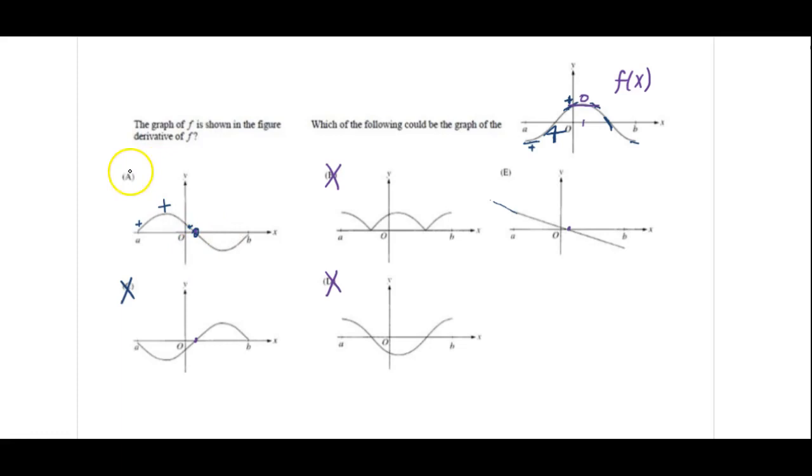So the answer here is going to be A. So not E, because the slopes just keep getting more and more positive here. And here the slopes were positive and kind of flat, and then steeper, so more positive, and then less positive, so kind of flat again.